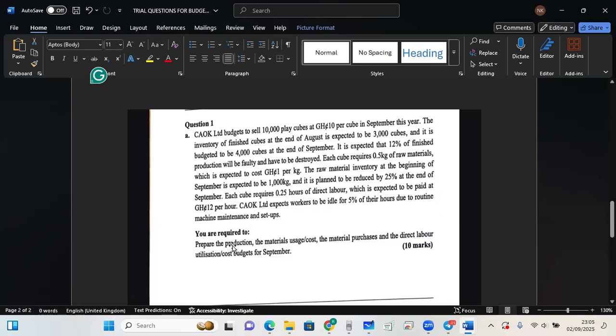Now, we are required to prepare the production, the material cost and usage, the material purchase, and then the direct labor utilization cost for September. Look at this. If the question requires you to prepare material usage and other ones, you have to prepare production first for you to be able to do the rest. All right.